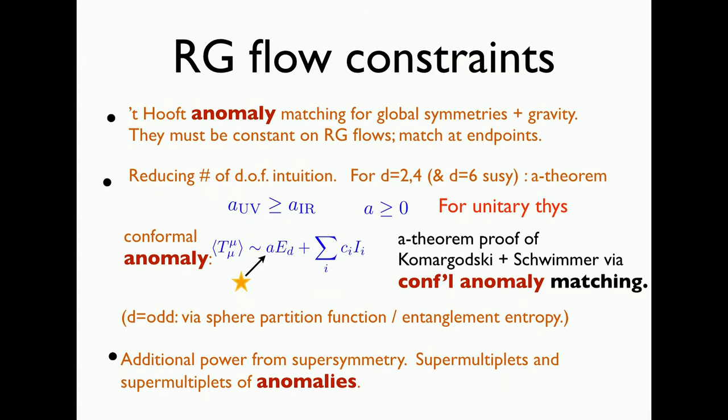Anyway, the conformal anomaly A is this coefficient of the Euler density. So this is something that you can build out of the curvature tensor in even space-time dimensions. And in odd dimensions, there's an analog of this using the sphere partition function and the entanglement entropy. And then there's additional power from supersymmetry because, for instance, operators have to form supermultiplets, and the anomalies have to form supermultiplets, and this can relate, for instance, 't Hooft anomalies to conformal anomalies. That's something that I'll discuss in six dimensions in the third lecture, the connection between 't Hooft anomalies and the conformal anomaly.